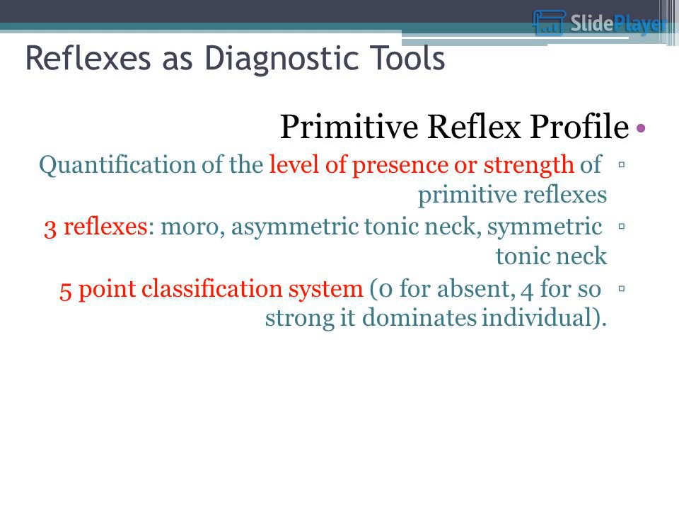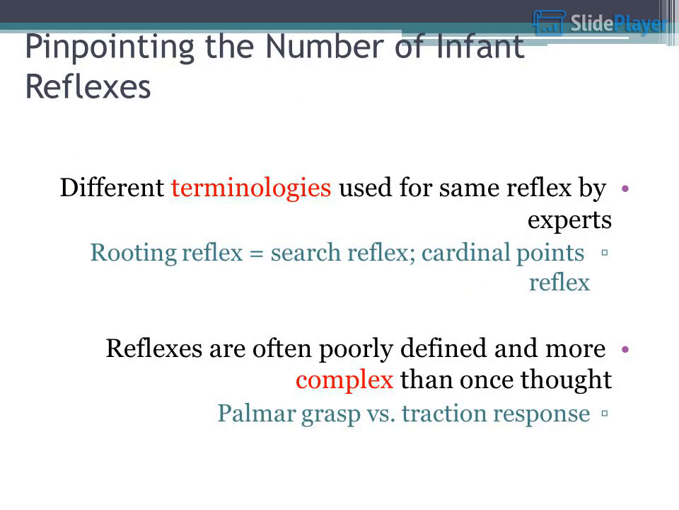Reflexes as diagnostic tools. Primitive reflex profile: quantification of the level of presence or strength of primitive reflexes. Three reflexes are assessed: Moro, asymmetric tonic neck, symmetric tonic neck. A 5-point classification system is used: 0 for absent, 4 for so strong it dominates the individual.